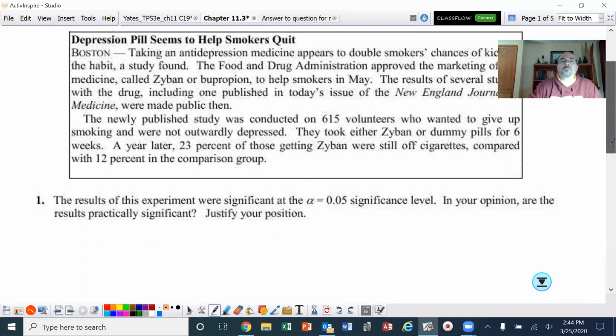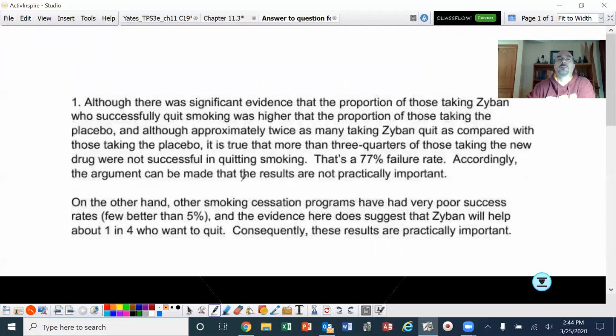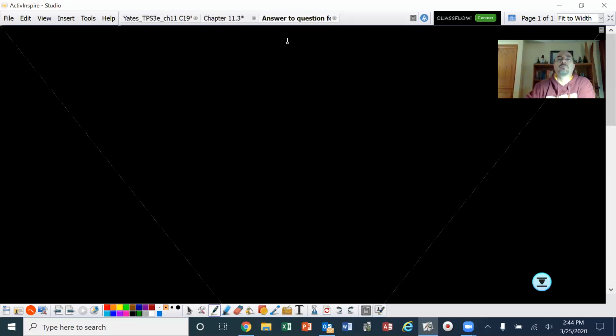Number one, the results of the experiment were significant at the alpha 0.05 significance level. In your opinion, are the results practically significant? Justify your position. Let's see what an answer could look like here.